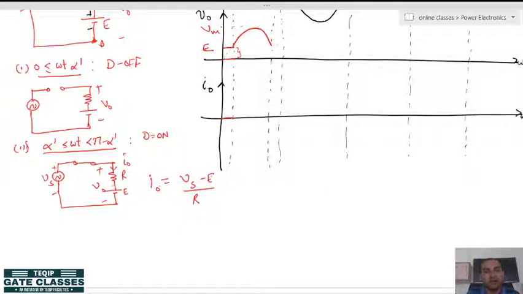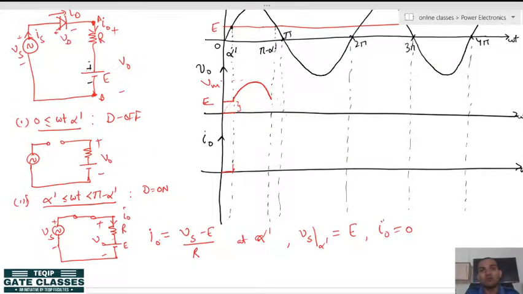Hence, if you put the same values at this instant, at alpha dash instant, if you put the values of V s and E, we can write here that V s at alpha dash is equal to E value. It means the load current i naught is 0. It means the load current will not start from such a point. No, the load current will start from 0. Again, at pi minus alpha dash, the load current will become 0. Why? Because again at pi minus alpha dash, this E is equal to the source value.